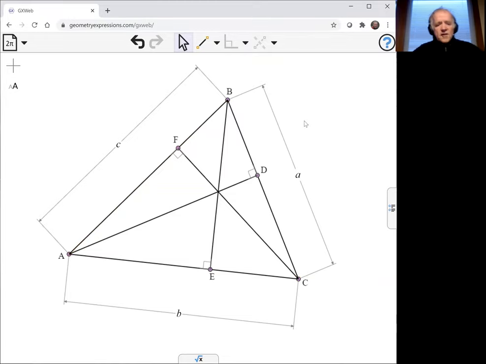So there's my three altitudes, and the orthic triangle is formed simply by joining the feet of the three altitudes. So that's my DEF, my orthic triangle. And what I'm going to want to show is that the altitude, here's one, BE, is the angle bisector there.